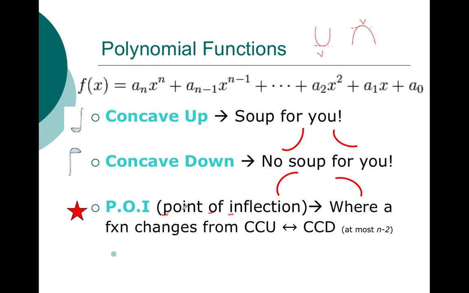So, a point of inflection. Where does a function change direction, like a parabola at a vertex? Well, what about when you change from being concave down to concave up, right? Concave down to concave up. Or concave up, see that curvature? To concave down. That point there where you don't change direction like a vertex, you change curvature. Concave up, change, concave down.